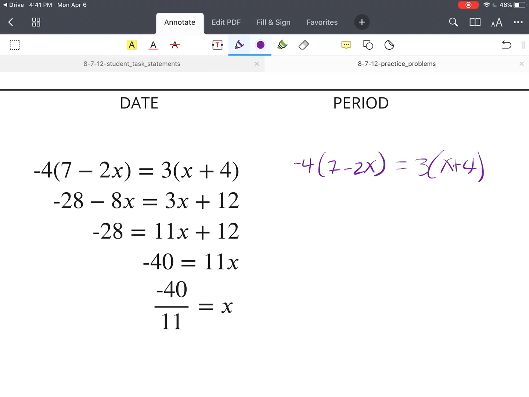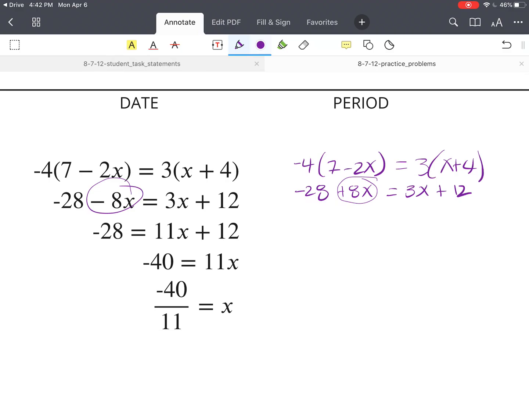And then once you see the mistake, like I'm gonna solve it, but then once you see the mistake, call it out, okay? Negative 4 times 7, that's negative 28. Negative 4 times negative 2x, that's a positive 8x equals 3 times x, which is 3x, plus 3 times 4, which is 12. So let's see. Is anything different right now? Yep. You see? This 8x and this negative 8x.